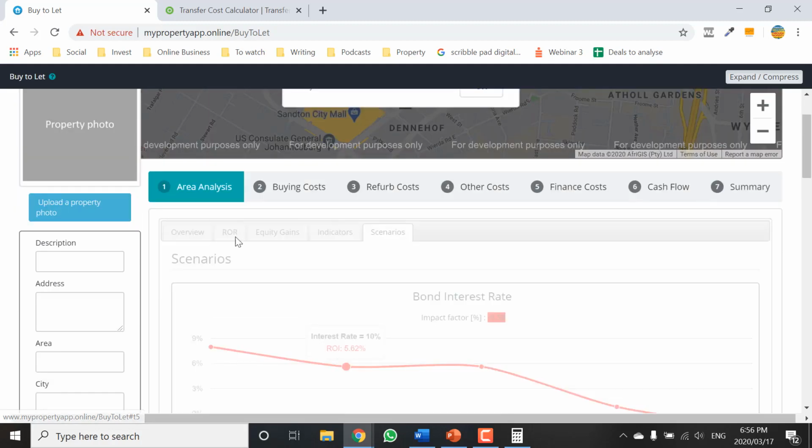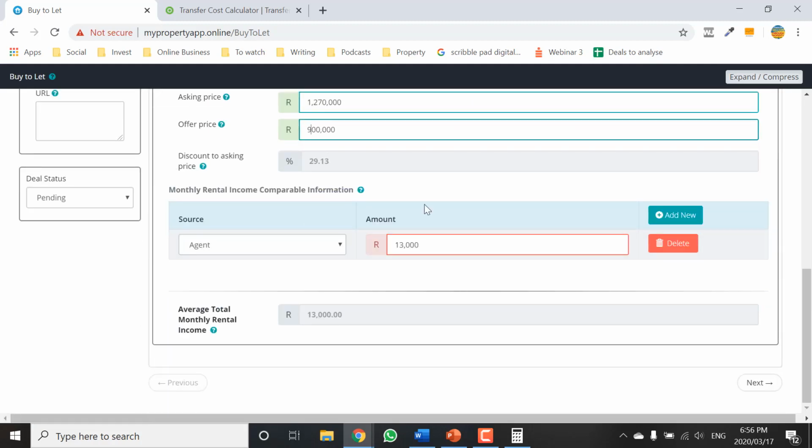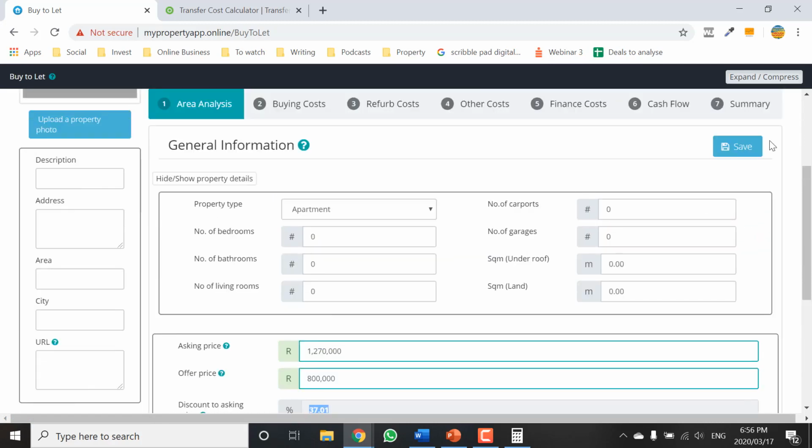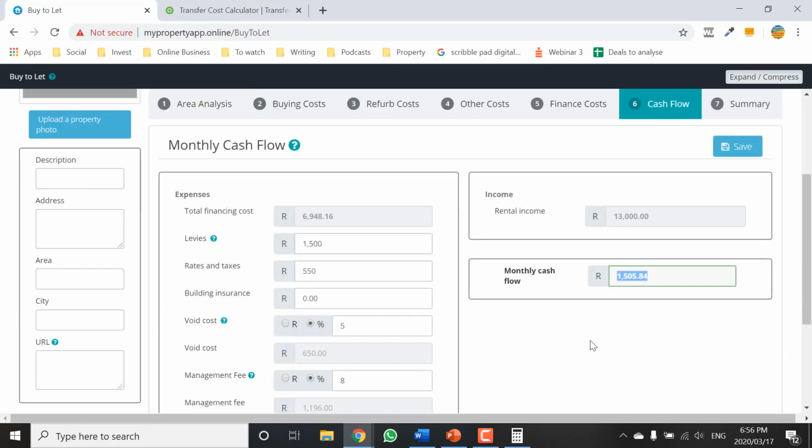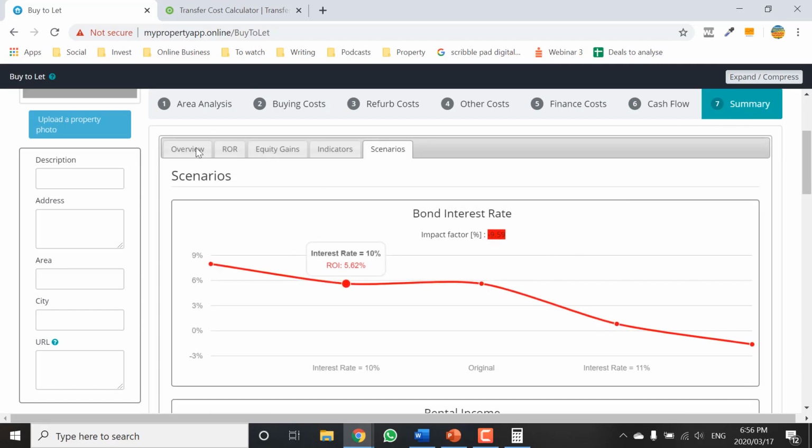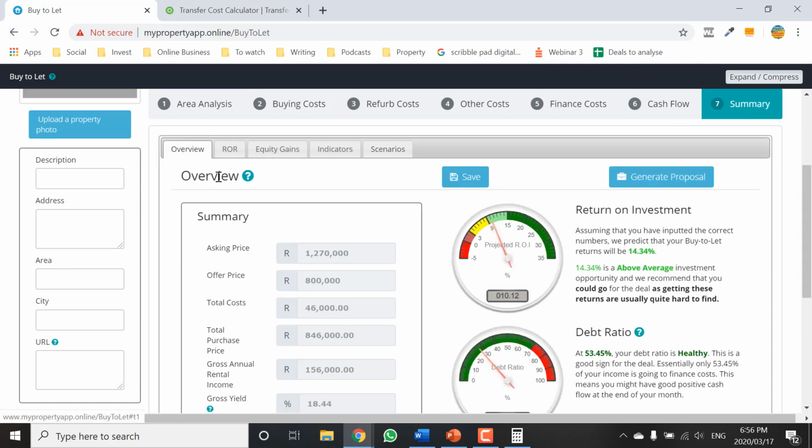So what I'm going to do is go to step 1 again, and reduce the offer to 800,000. And then I'm going to go to the cash flow. Now the cash flow is sitting at 1,005, and your return on investment should be over 10%, I reckon. There we go, 14%. So, Sifiso, I know you're not on the call, but I'm hoping that you are listening. This deal seems to make a lot of financial sense, but you've got to buy it at 800,000.